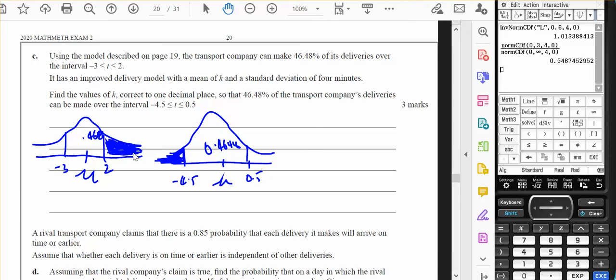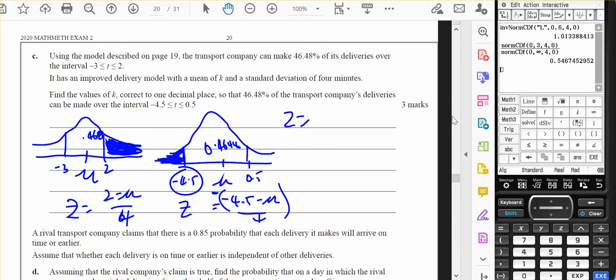The z of this number will equal 2 minus the mean on 4, and the z on this number will be -4.5 minus the mean on 4. But this number is going to be a negative value. So to keep these z-scores the same, I need to multiply that by negative. So I'm going to have 2 minus the mean over 4 should equal negative of -4.5 minus the mean over 4.